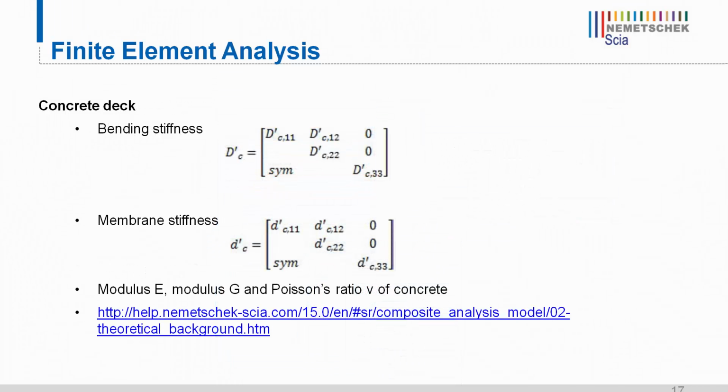Now the concrete deck, that's actually the same. So it's also an orthotropic concrete deck. So also bending stiffness and membrane stiffness have been calculated. You see the C and D stiffness from the concrete. Also here the same: the modulus E, modulus G and Poisson ratio are used for the concrete stiffness calculation.